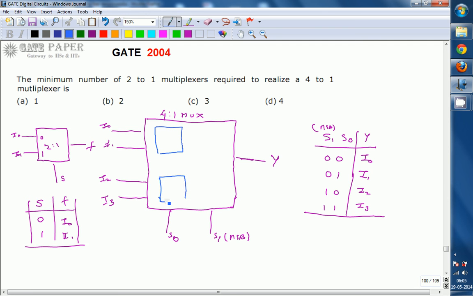We are using 2 to 1 multiplexers. A 2 to 1 multiplexer has 2 inputs, 1 select line, and 1 output. This is the select line. You can draw the select line either upwards or downwards; here, for simplicity, I am drawing it upwards.